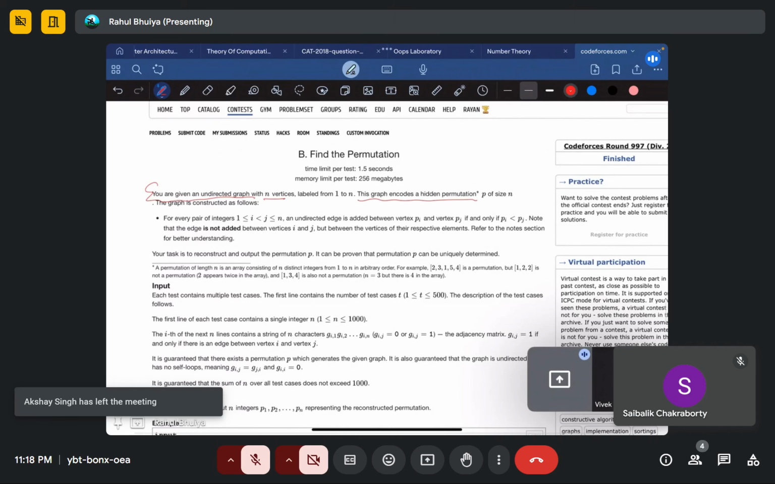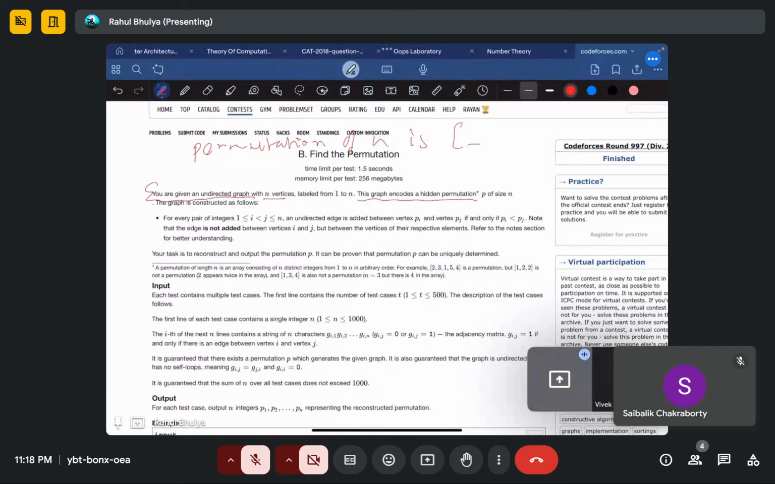A permutation of size n is something like there are n blocks where every number is different, and the a_i range from 1 to n, and a_i cannot be the same. Meaning there are no duplicate numbers, like 3 2 1 4. This is a permutation of 4, of length 4. This is how the permutation statement is explained here.